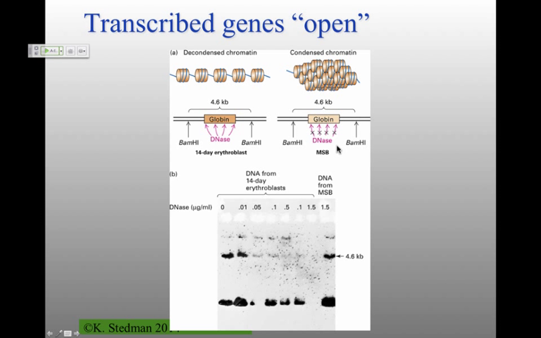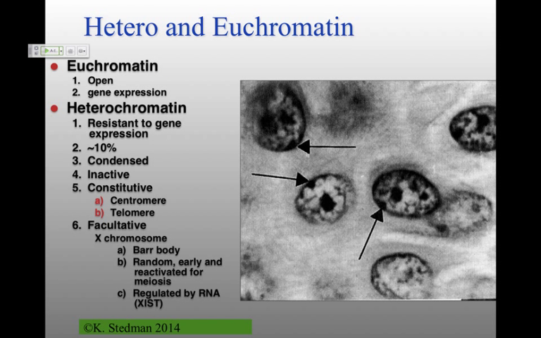So open and closed, we have to come up with some other names for this. They're also known as hetero and euchromatin. And so what we're looking at here, euchromatin, the U being for true, like you have for a eukaryote, having a true nucleus. So euchromatin, this is your open, expressed, active chromatin. So we're not going to talk too much more about that. We'll talk much more about the heterochromatin. And heterochromatin is that chromatin which is not being expressed. It's much more resistant to gene expression, about 10% of it inside the cell.